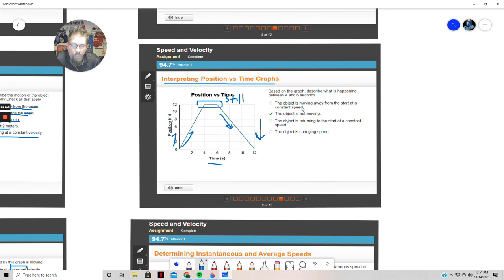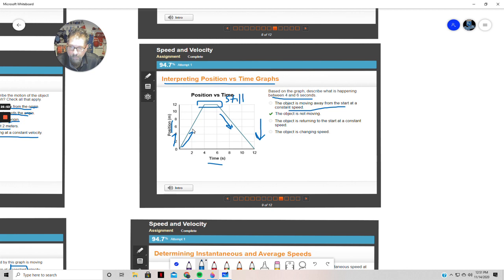So the question says, what's happening between 4 and 6? We'll talk about each of these. The first one says the object is moving away from the start at a constant speed. That's obviously not happening during 4 and 6, but let's see if it's happening at all. When I go 2 seconds, I've gone 3 meters. When I went 4 seconds, I went 12 meters. So that is a constant speed as far as moving away between seconds 0 and 4.